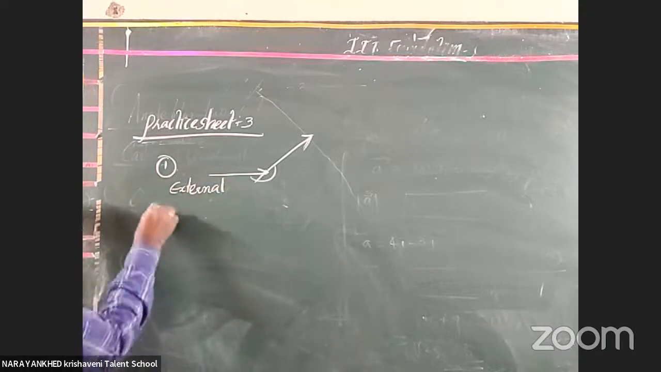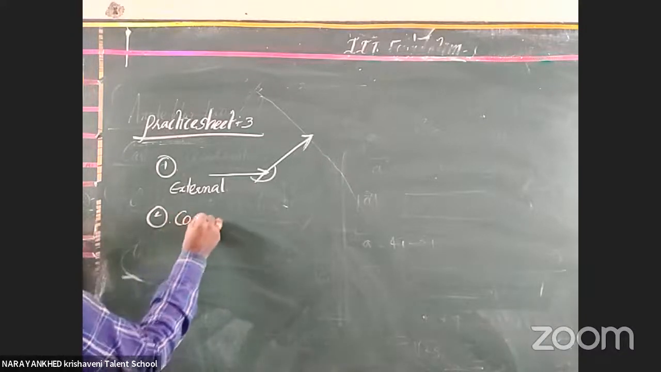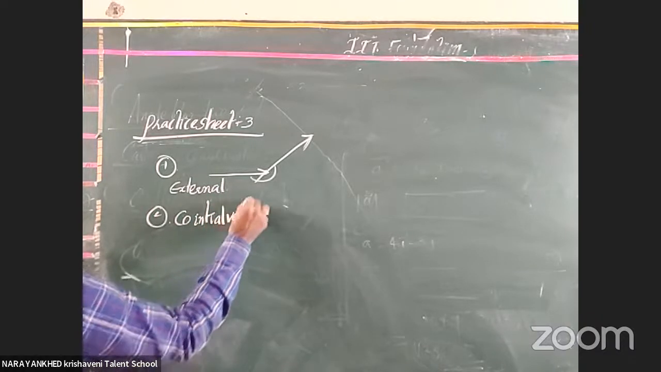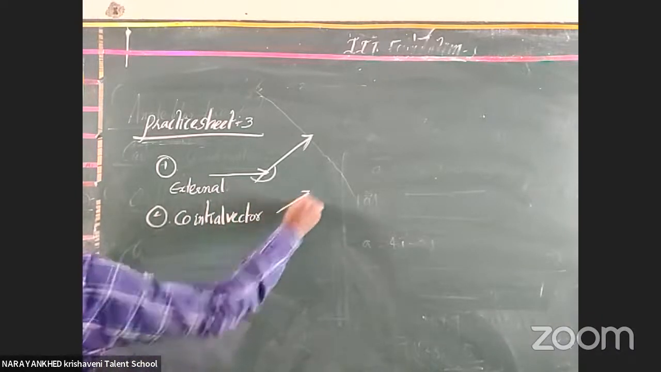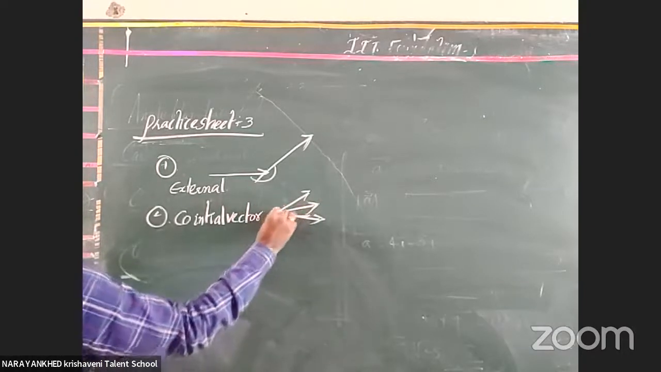First one is external. Second, all the vectors whose initial points are the same. Such vectors are called what? You know very well. The vectors that start from the same initial point are called co-initial vectors. The example is like that. All these vectors are called co-initial vectors.